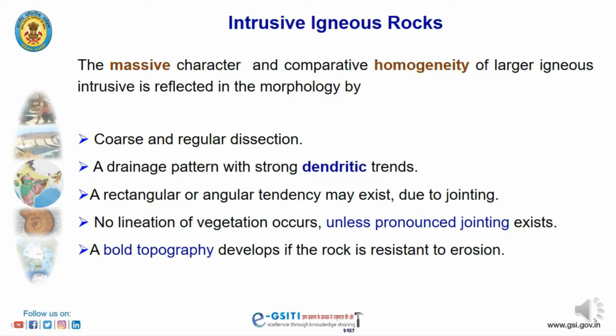Intrusive igneous rock. The massive character and comparative homogeneity of larger igneous intrusives is reflected in the morphology by coarse and regular dissection, drainage pattern with strong dendritic trends normally, and with a rectangular or angular tendency due to joints. No lineation of vegetation occurs unless pronounced joints exist. Bold topography as well as rock with a resistance to erosion develops a rounded appearance in intrusive igneous rocks.